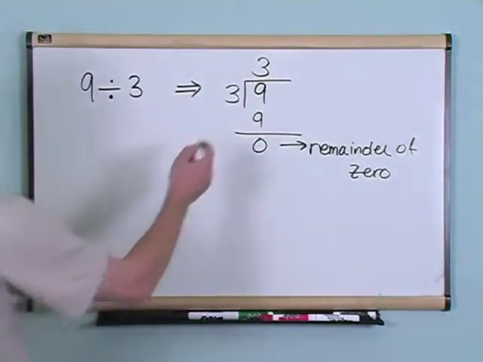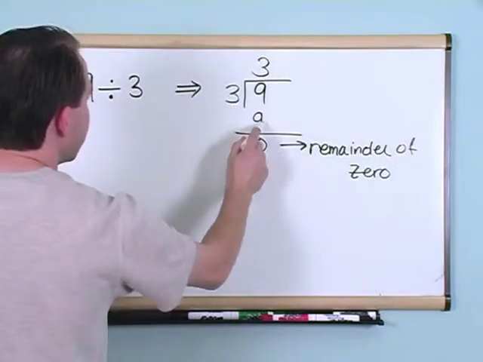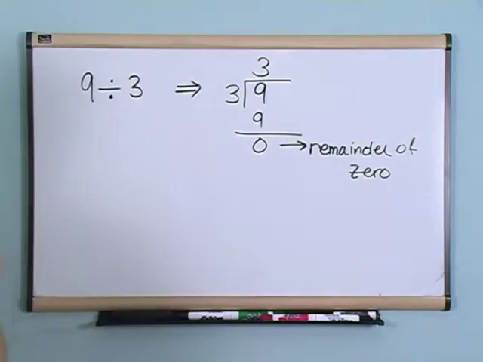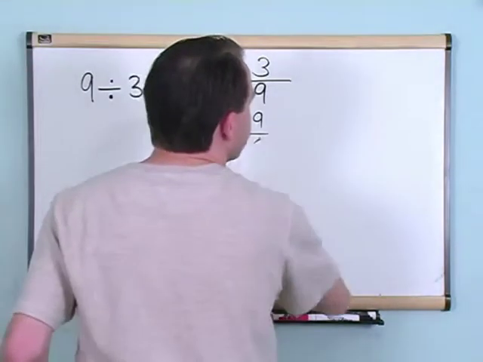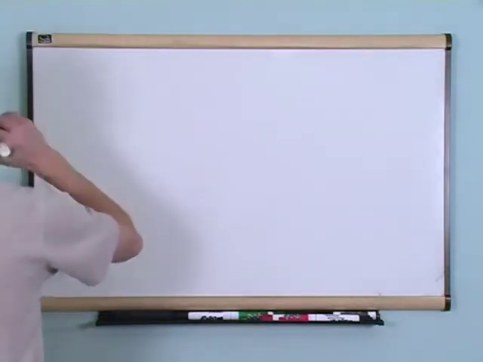So I want you to get in the habit of, once you put what you think the answer is up here, go ahead and multiply and then subtract. And when you get a 0 here, then the remainder is 0, and that means there's nothing left over. Okay, let's continue on. You'll understand this remainder stuff as we go along.